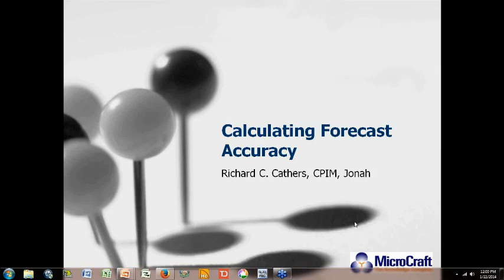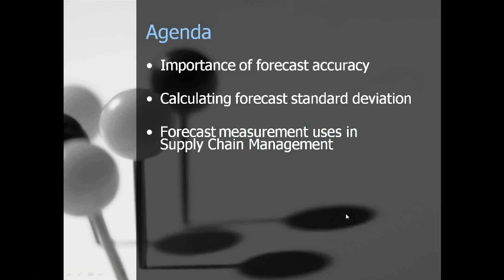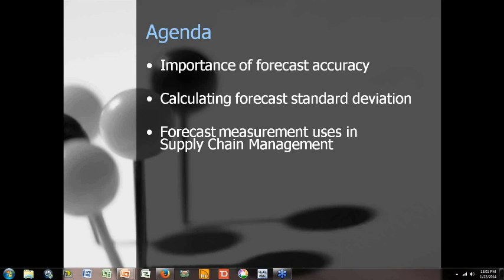So here we go. Calculating forecast accuracy. What we're going to look at today is why it's important to track the accuracy of our forecast. Then we're going to look at one measurement technique called standard deviation to measure forecast accuracy. And when we get through that, we're going to look at how you can take the output from the standard deviation calculation and use it to help you in supply chain management issues.